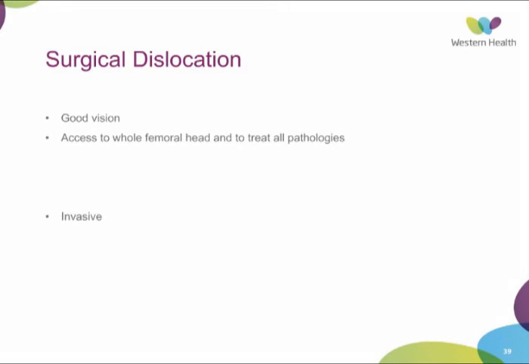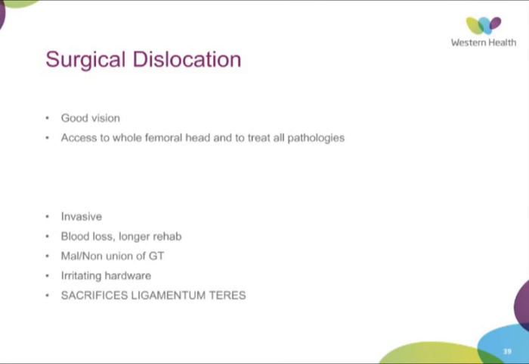But it does have its downsides. It's invasive. It's often associated with large amounts of blood loss. It takes a long time to get over. You can often get problems with union of your trochanteric flip. The hardware itself becomes irritating underneath the trochanteric bursa. And the big one that the hip arthroscopists talk about is you have to sacrifice the ligamentum teres.